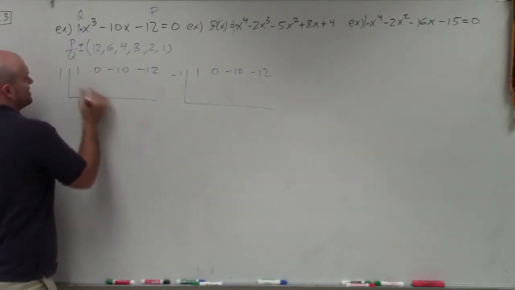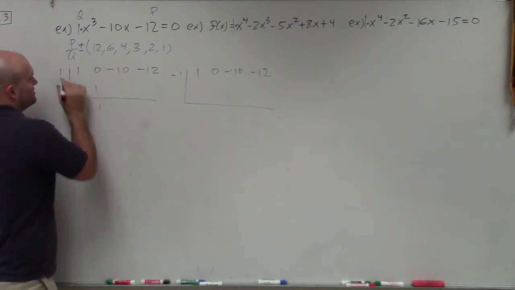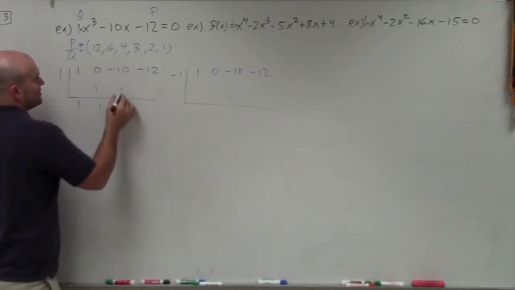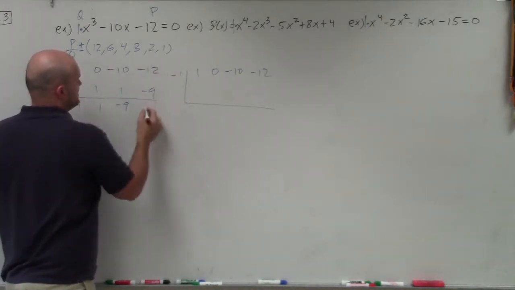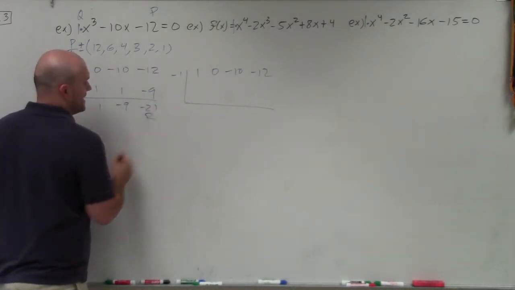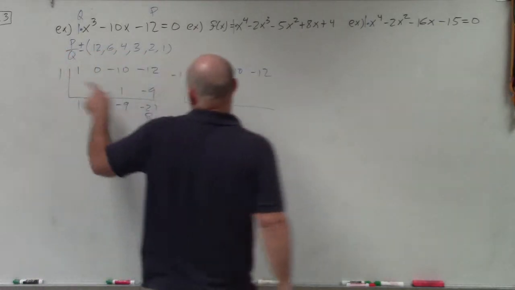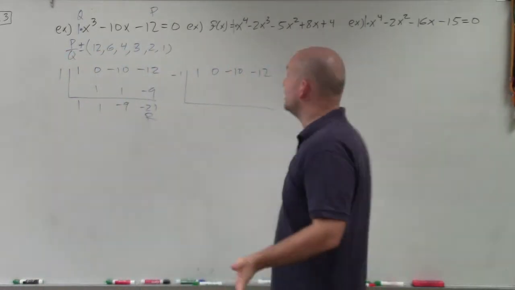Bring down the 1. 1 times 1 is 1. 0 plus 1 is 1. 1 times 1 is 1. Negative 10 plus 1 is negative 9. Negative 9 times 1 is negative 9. This gives you a negative 21. That is a remainder. So therefore, positive 1 is not a root of that equation.